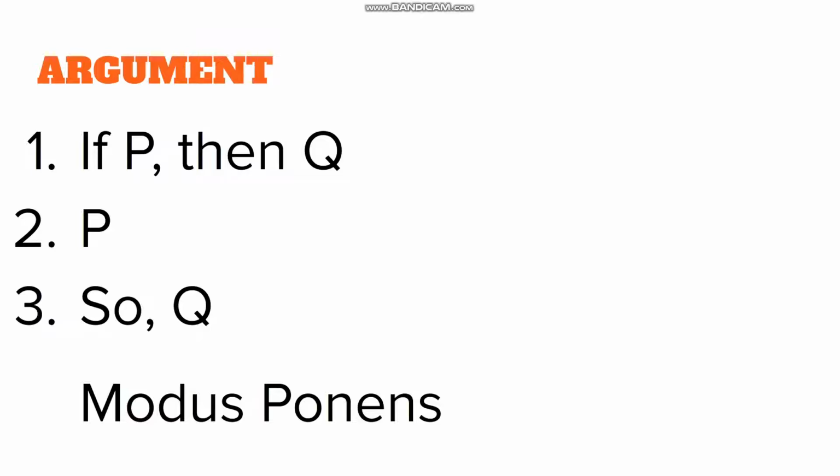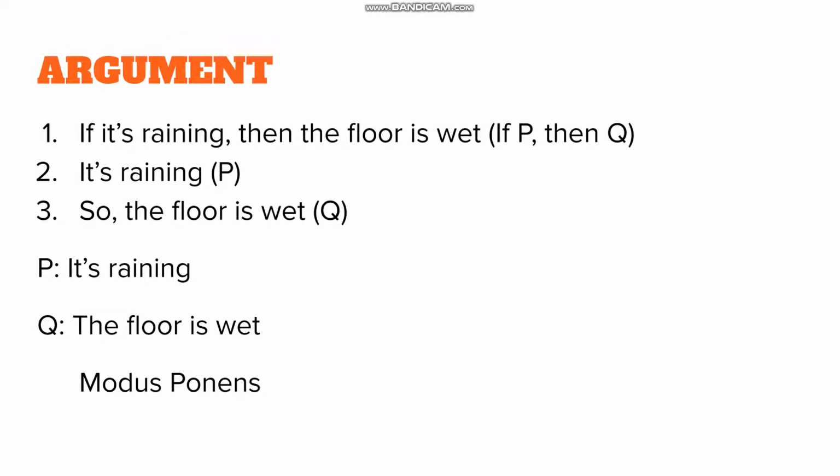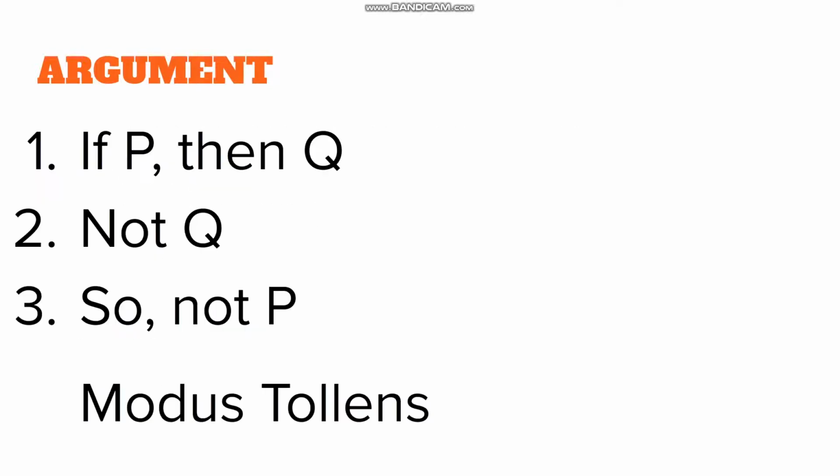For example, if it's raining, then the floor is wet. It's raining, so therefore the floor is wet. As you can see, that argument fits the form of a modus ponens. By contrast, the form of a modus tollens argument is as follows. Premise 1, if P then Q. Premise 2, not Q. Conclusion, therefore not P.